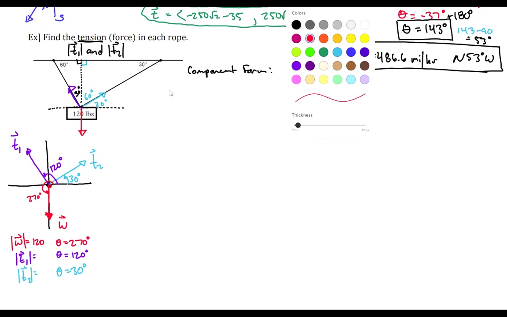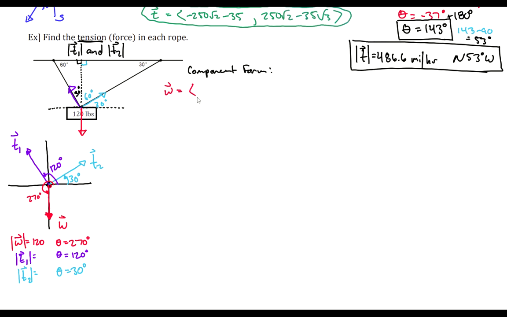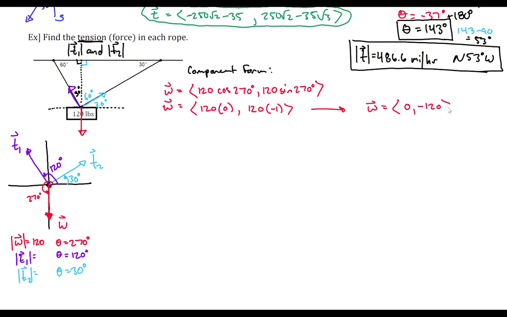So I've got the weights in component form. It would be the magnitude of the weight, 120, cosine of the angle, 270 degrees, comma, magnitude 120, sine of 270 degrees. And then we can evaluate this. Okay, so this becomes 120 cosine of 270, which is 0, and then 120 sine of 270, which is -1. So our weights in component form, I'm going to put it to the side here, is 0, comma, -120.